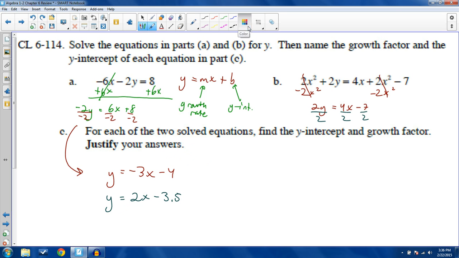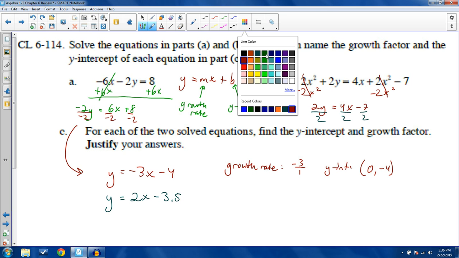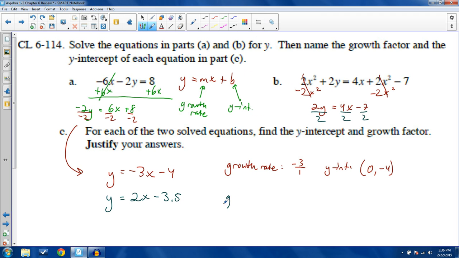So for the original one, this one in this color, your growth rate is negative 3 over 1, or negative 3. Your y-intercept is the value of y when x equals 0. It's at 0, negative 4. The next problem, your growth rate is 2 over 1, or just 2. And your y-intercept is at 0, comma, negative 3.5.